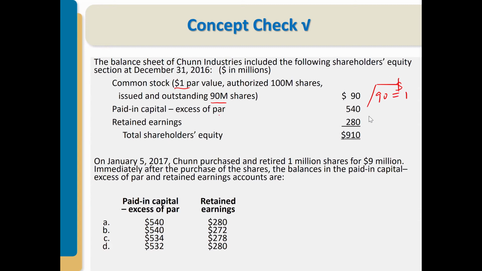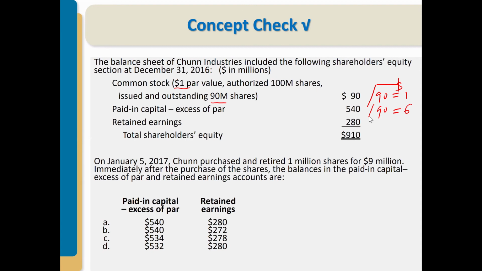And paid-in capital in excess of par value is 540. What is 540? Because this is for a total of 90 million shares, if you divide by 90 million, you get $6. So that tells us that when you issued those shares, the issue price was $7. That makes sense, everyone? Yes. Okay, and then you have retained earnings, etc. So this is what you have.